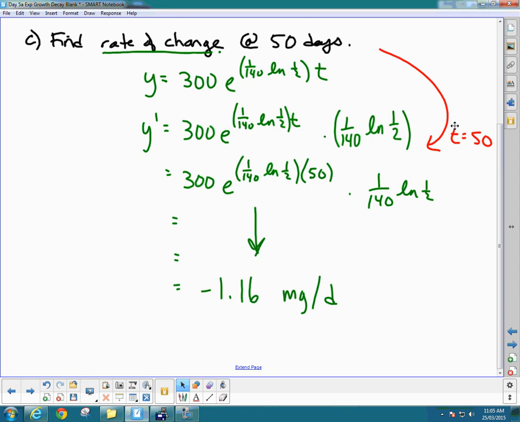We might take a second to be curious about why it's negative, but if you think about it, we're talking about decay, so the rate of change must be getting slower, coming down, and that's why it's negative.